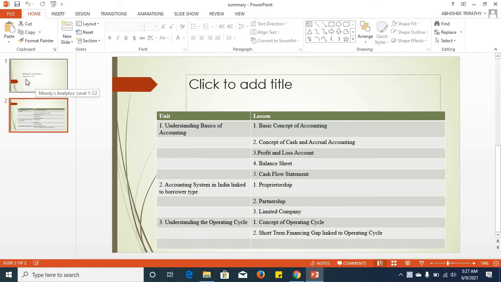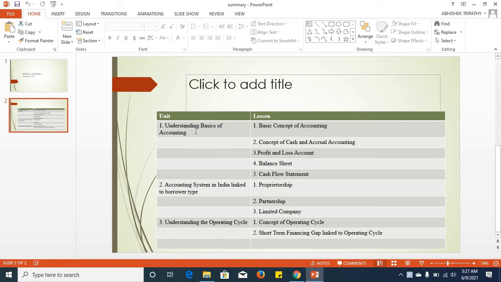We've completed level 1 C1. We are going for level 1 C2, and level 1 C2 is quite easy. We've already done this in our previous classes and have already dealt with it. So we'll go quickly with it.